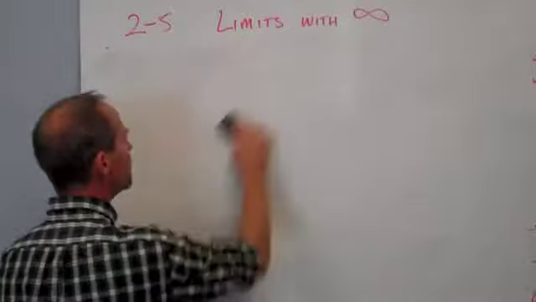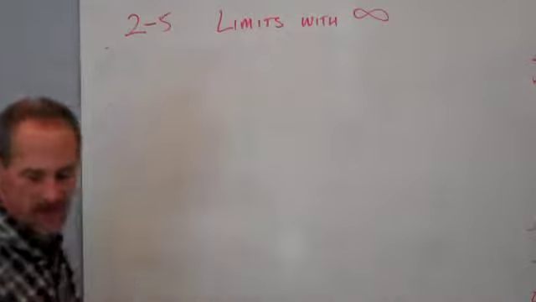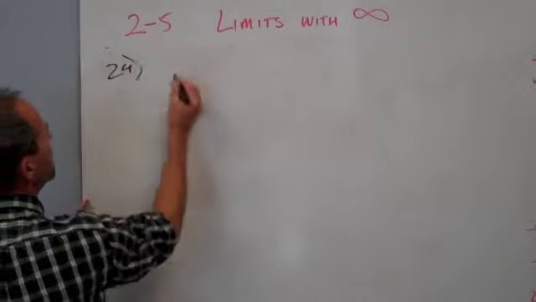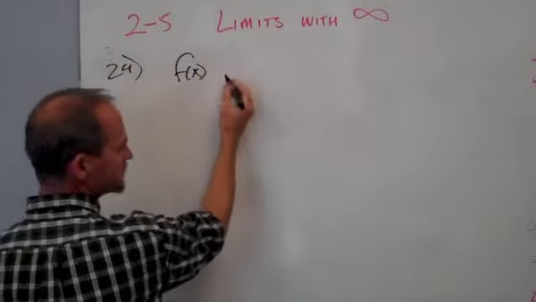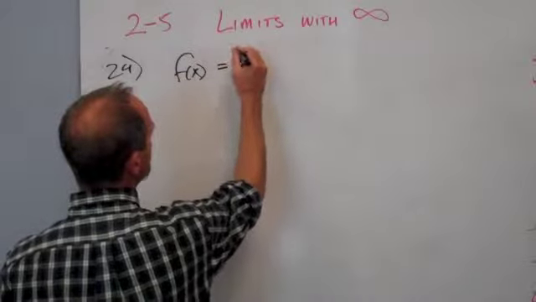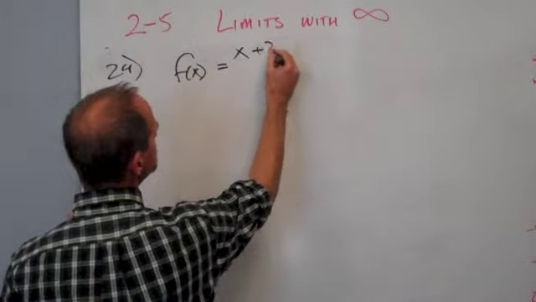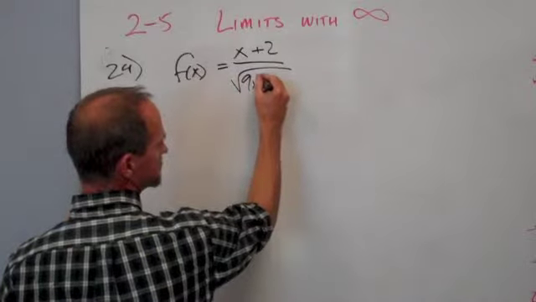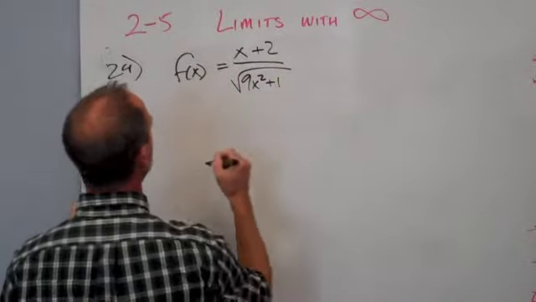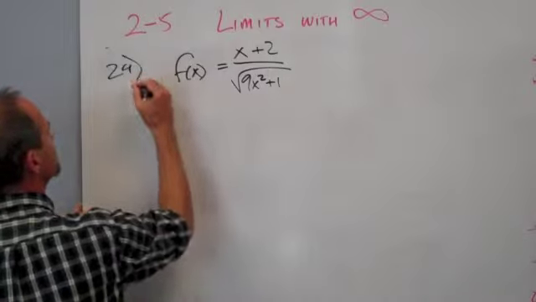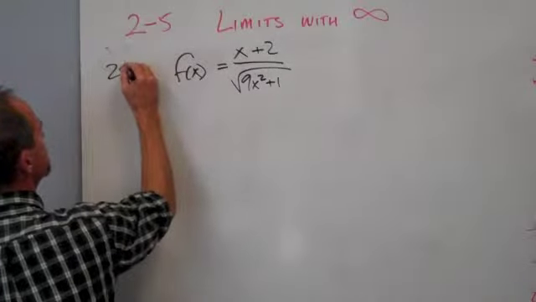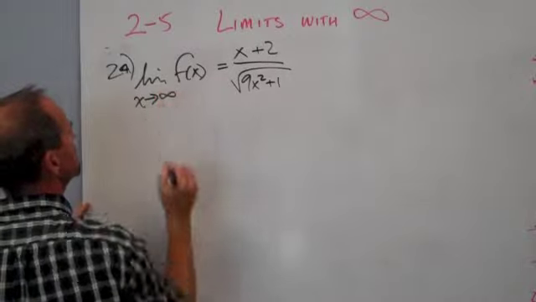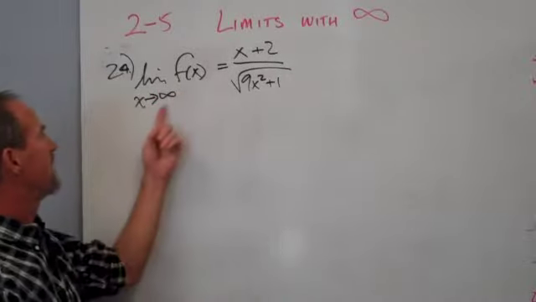This is one where we're actually trying to evaluate a limit. I think this is problem number 24. If we know that f of x, some function, is x plus 2 over the radical of 9x squared plus 1, and we're taking the limit of this, I forgot to sneak that in, the limit as x approaches infinity, all right? So this is the limit at infinity.